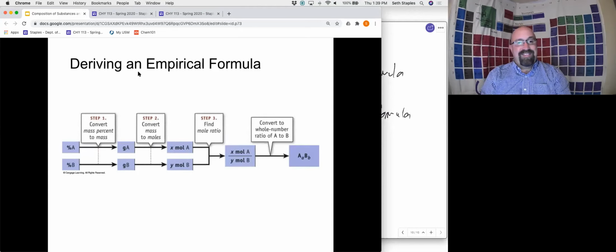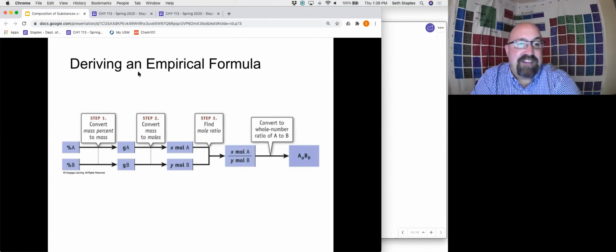So how can we get there? How can we actually derive an empirical formula? We're going to go through these various steps here. We're going to take our first step, and what we do is we take our percent by mass. So the mass percent that we were working with a few minutes ago, we're going to use that, and we're going to take the mass percent of each element, and the first thing that we do is we convert that to a mass. What we do is we simply assume that we have 100 grams of a substance. Makes it an easy number to work with.